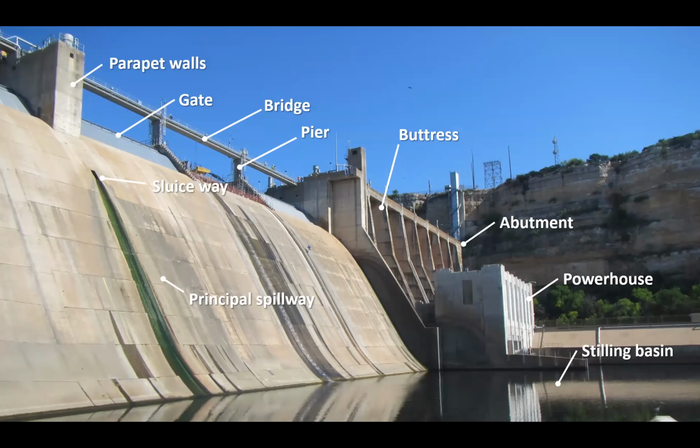So up at the top, we'd have parapet walls. We would have gates at the top of the spillway. There may be a bridge going across the top, piers supporting the bridge. There's a sluiceway that allows water out, a principal spillway, buttresses in this case. This is a buttress dam. And the abutments are at the ends of the dam that are helping to prevent sliding from occurring. This dam has a powerhouse, so a lot of dams are used to generate hydroelectric power. And you can't see because it's submerged, but you have a stilling basin down below.